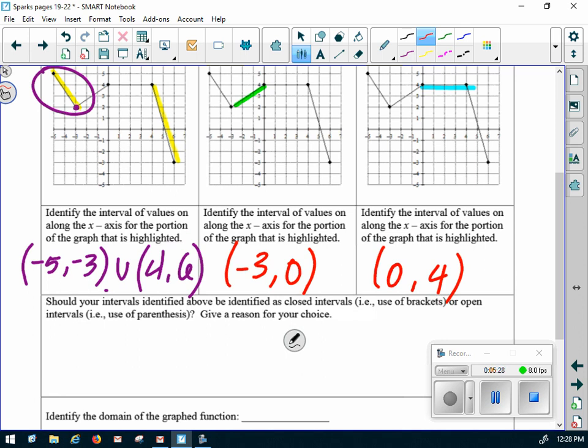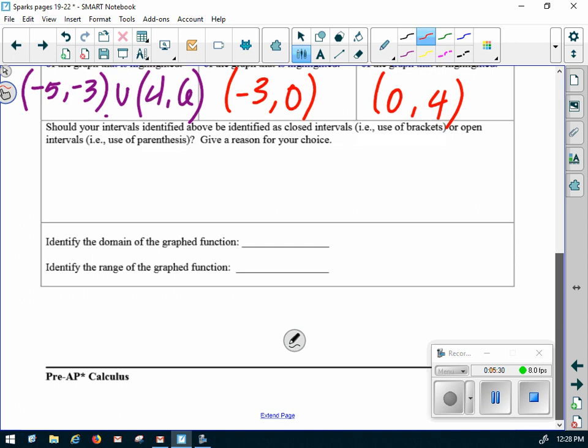Now, I want you to look at the next question, and I'm going to read to you, I will post these later, what the author says. Should your intervals above be defined as closed intervals with brackets or open intervals with parentheses? Here's what the author says. The intervals should be open because at the x values of the endpoints, the graph is changing direction, not going in any particular direction. That question, I will not ask you that question on the test.